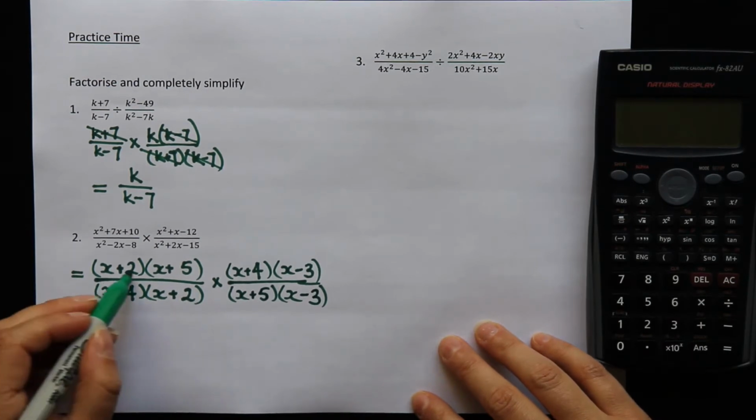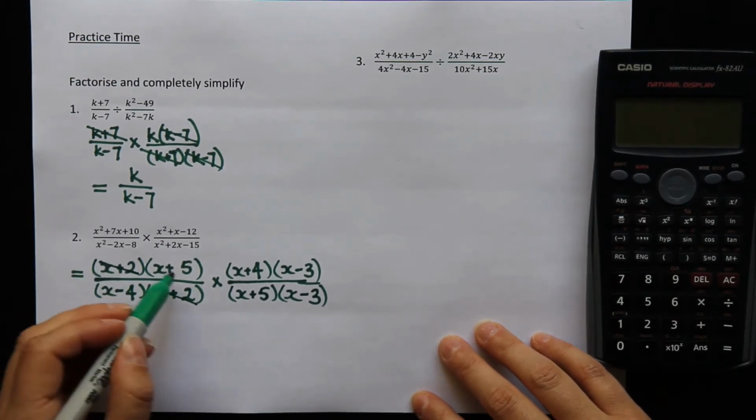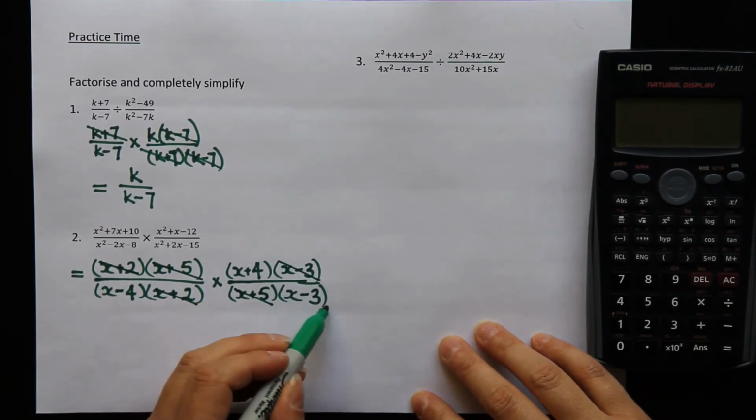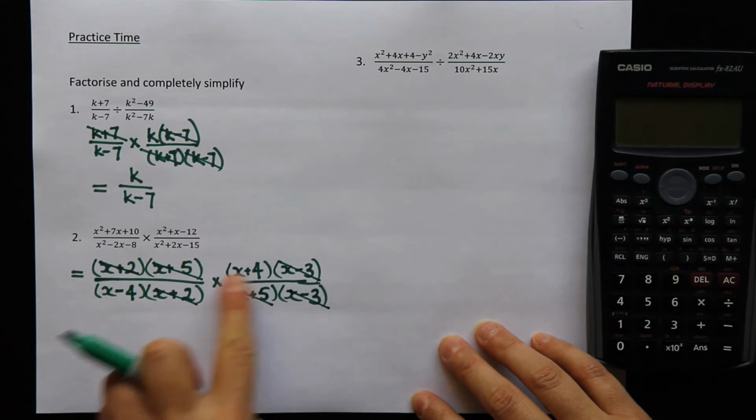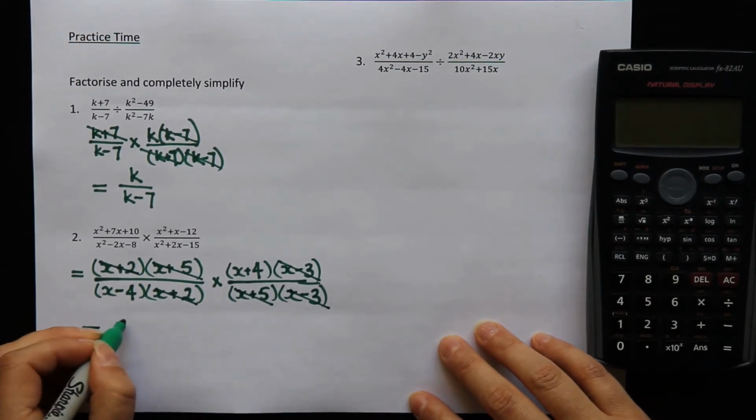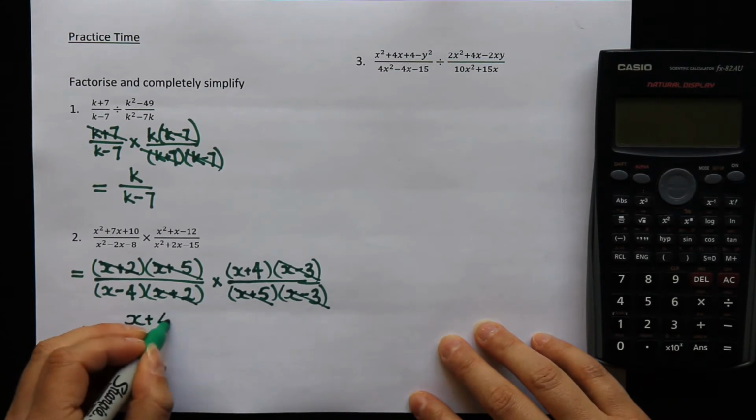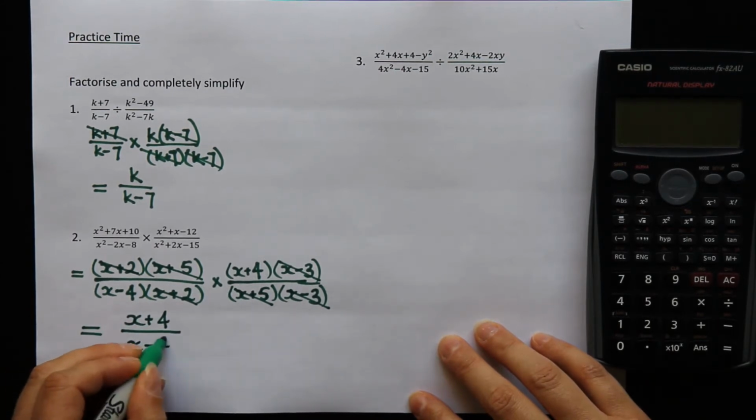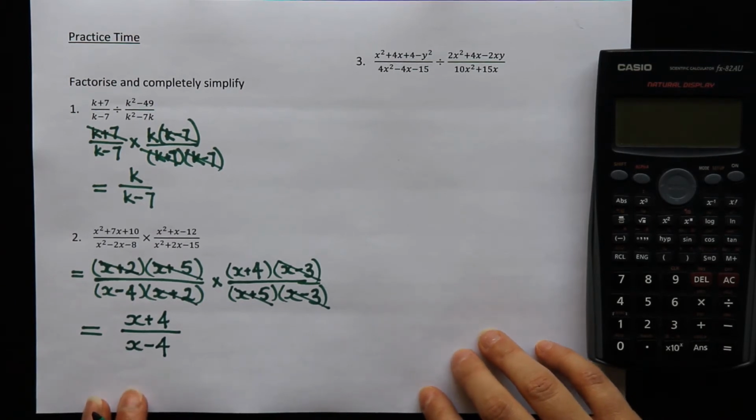Alright, cancelling off x plus 2 and x plus 2, x plus 5 and x plus 5, x minus 3 and x minus 3. These ones are so close, but one's a plus and one's a minus, so they can't cancel. So x plus 4 will be on the top, and on the bottom all that's left is x minus 4, and that's your final answer.